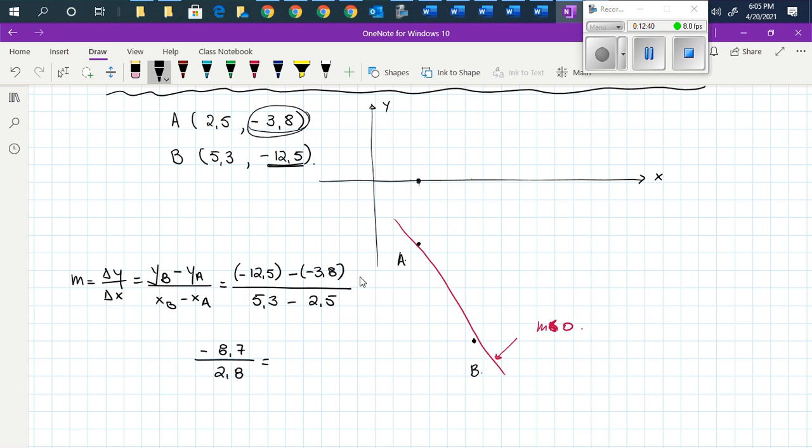And negative 8.7 divided by 2.8 is equal to negative 3 point something. If we round it to 2 digits after the decimal, it will be negative 3.11. So this is how you calculate the slope of any line.